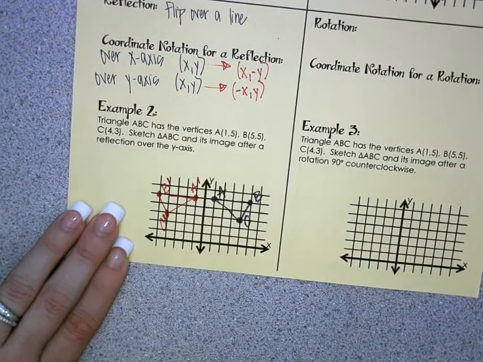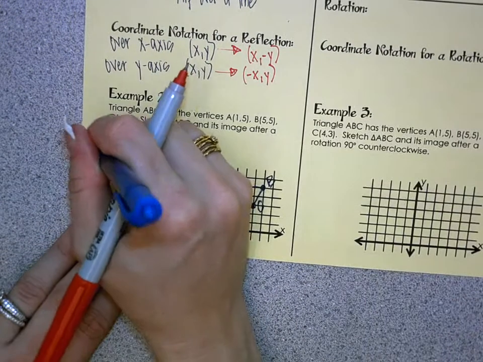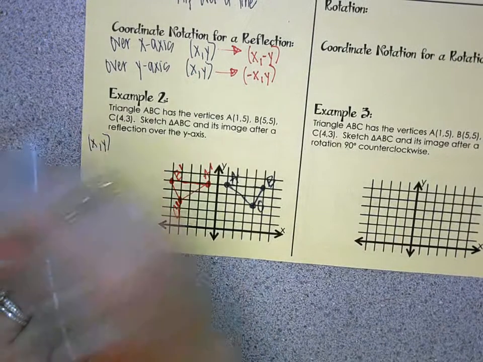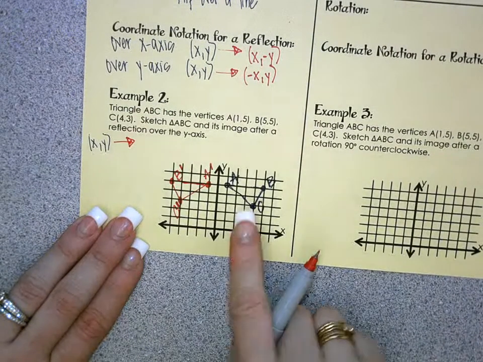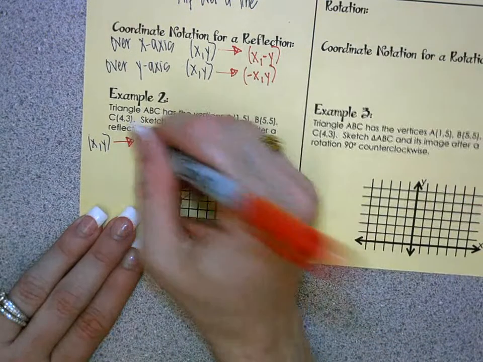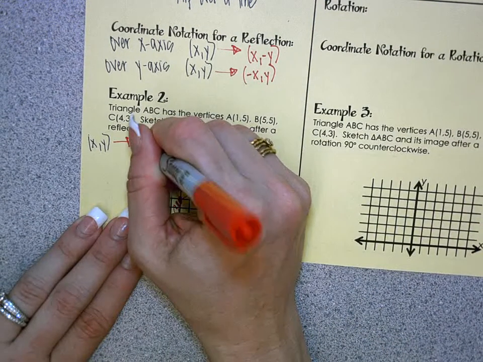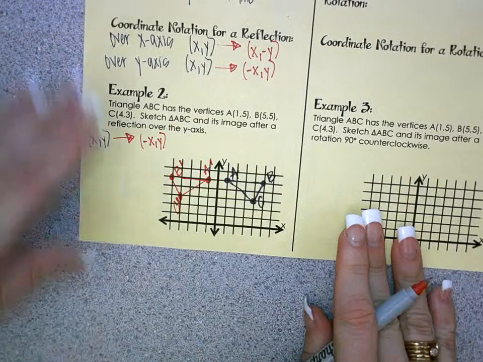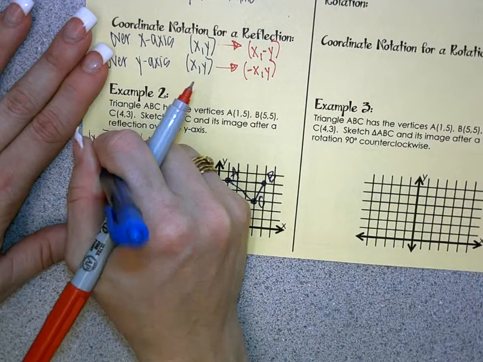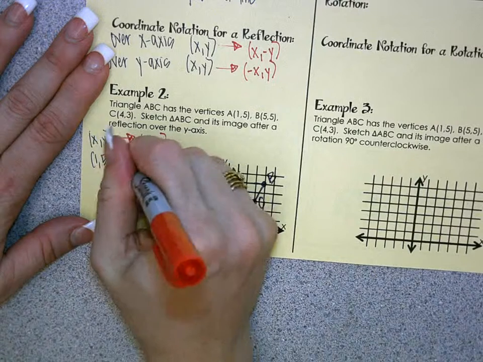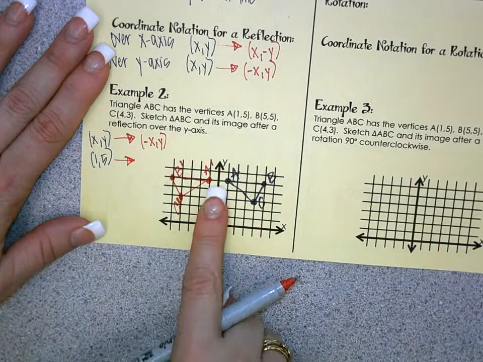And now I want you to label these. So X, Y turns into, since we went over the Y axis, negative X, comma Y. So my original A location was at 1, 5. What's my new A location? What point is this right here for A?